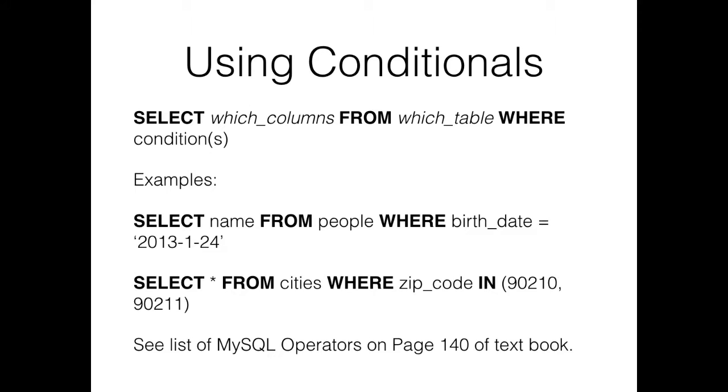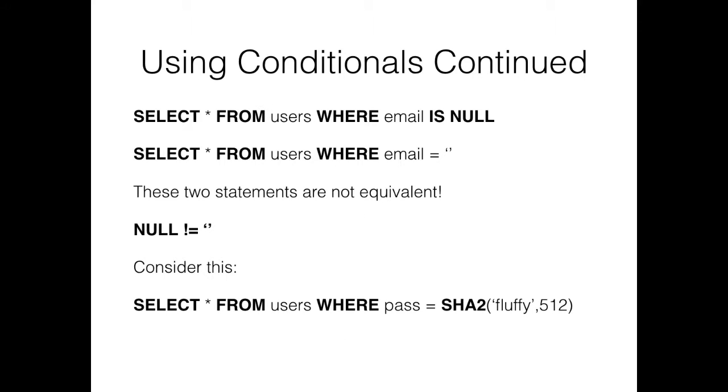Next, select star from cities where zip code in 90210 or 90211. So it's either the first or the second in that set. Okay? So it says see list of MySQL operators on page 140 of the textbook. You can ignore that because that's from an older book, but you can go to a link that I have in Canvas and you'll be able to see all of that stuff.